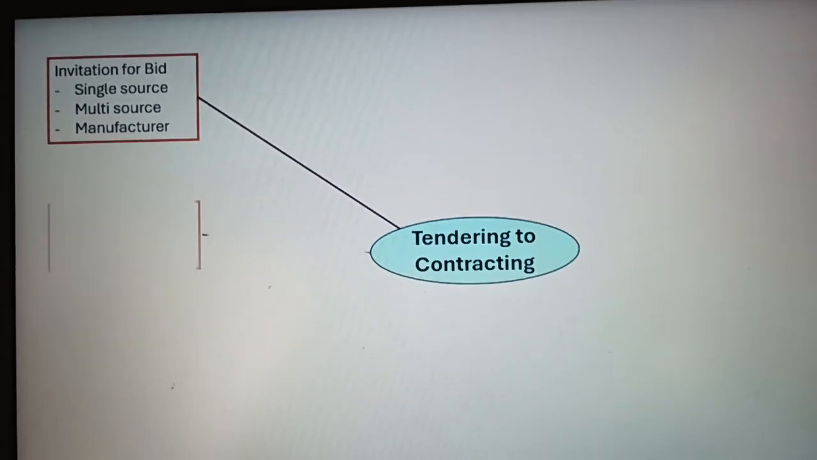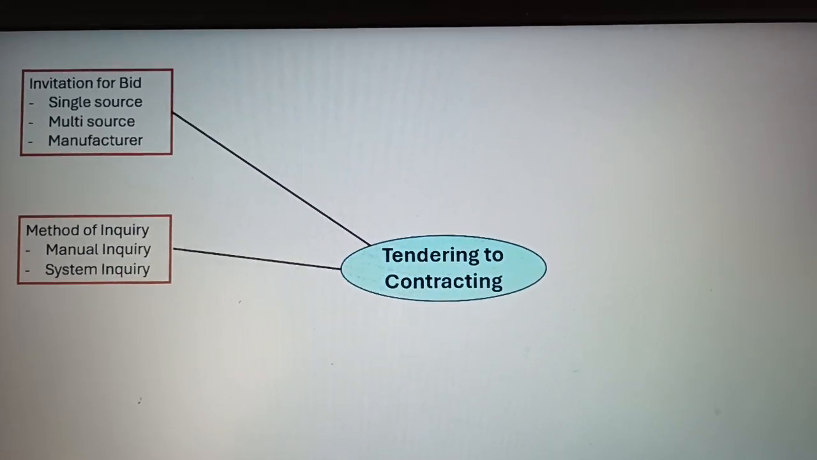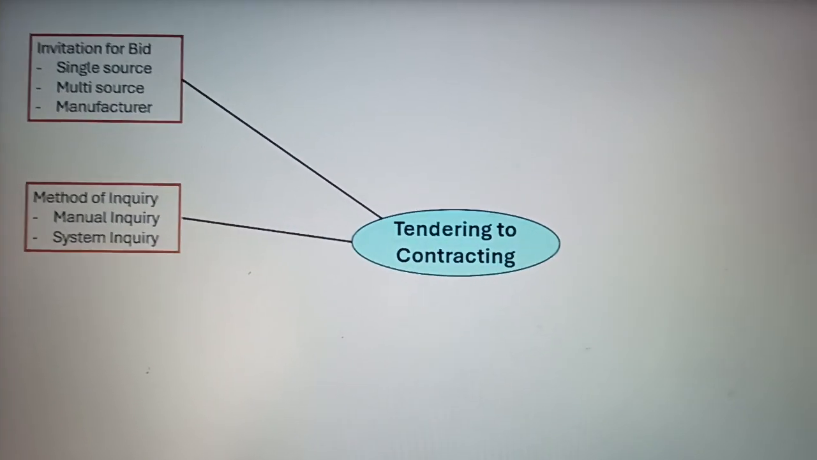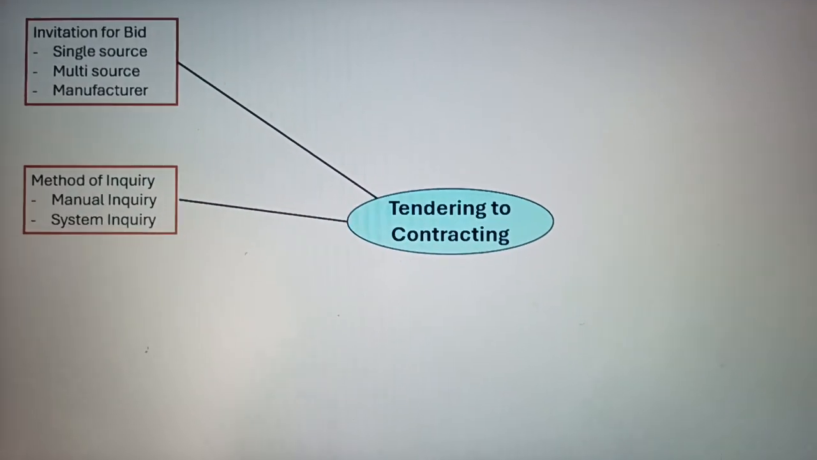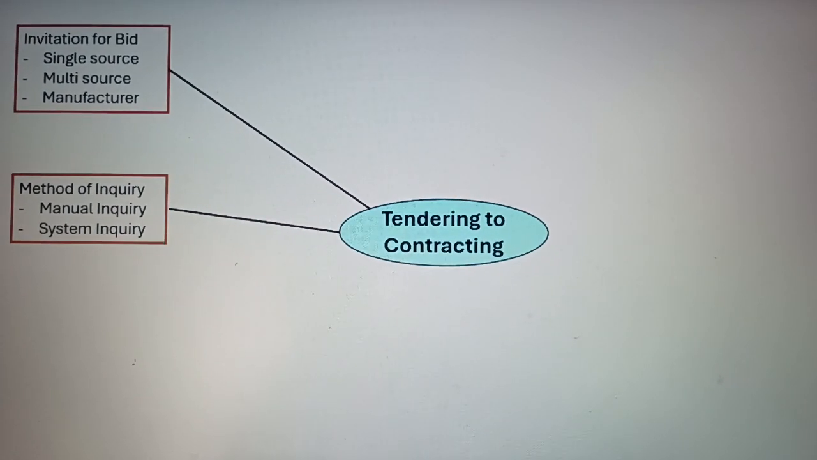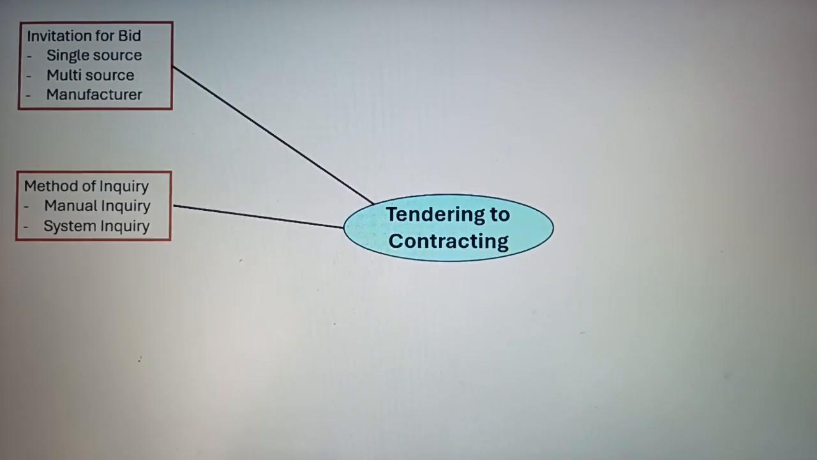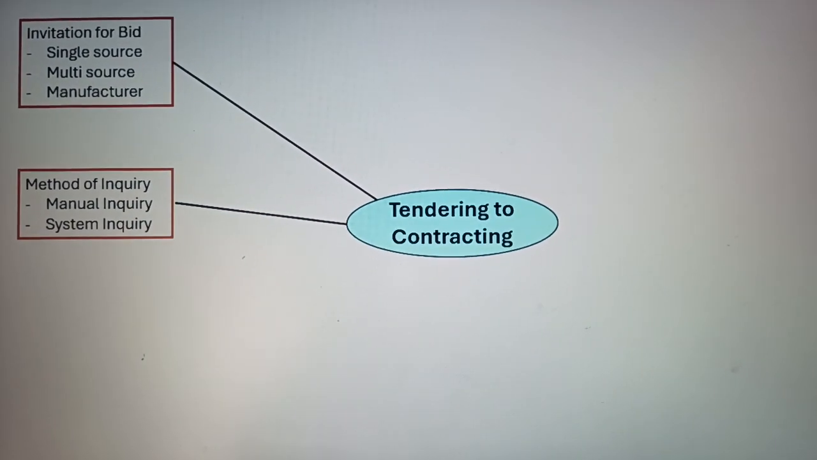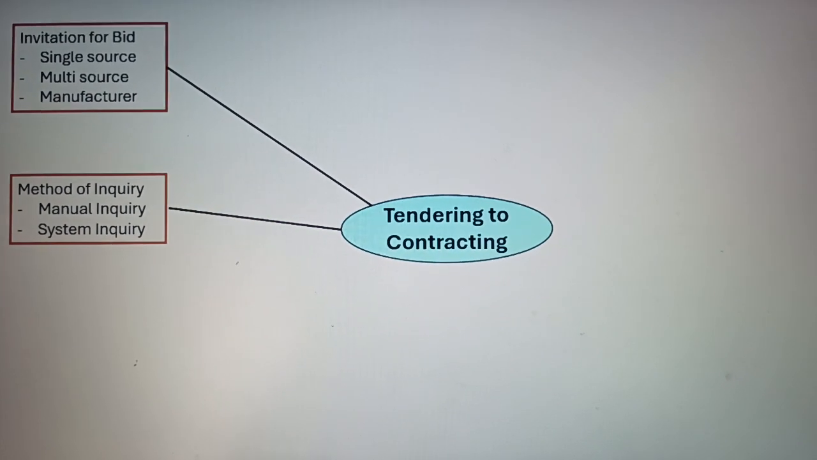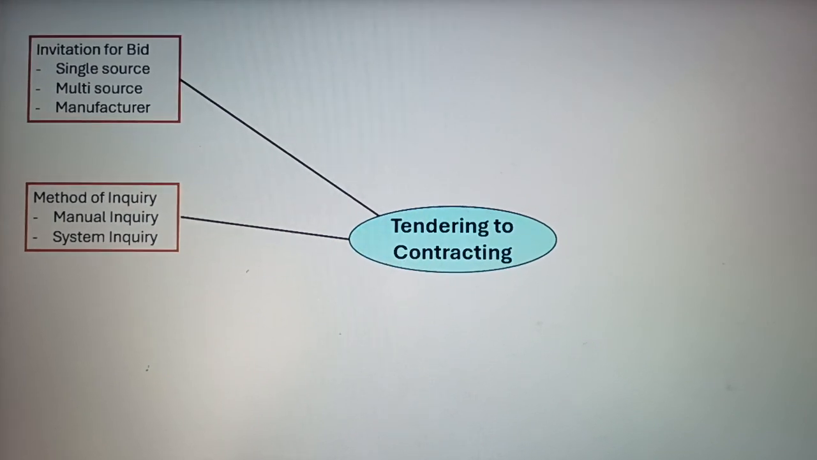Now we move ahead. The second step is the method of inquiry. Above we discussed the invitation of bid, the different types of bid we say in an organization's process. So, methods of inquiry. There are basically two methods. One is a manual inquiry, and the second is a system inquiry.